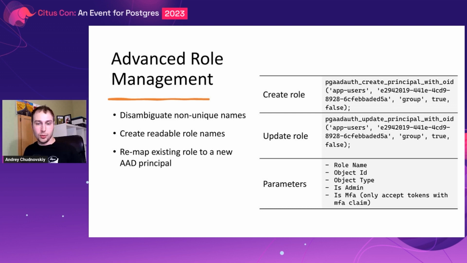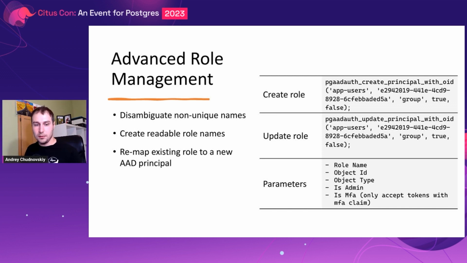In order to create or update roles this way, you can use a couple of functions. We provide pgaadauth_create_principal_with_oid and pgaadauth_update_principal_with_oid, where you provide the role name, whatever you want it to be, and then the object ID and type in the tenant. It allows you to disambiguate non-unique names in the tenant.